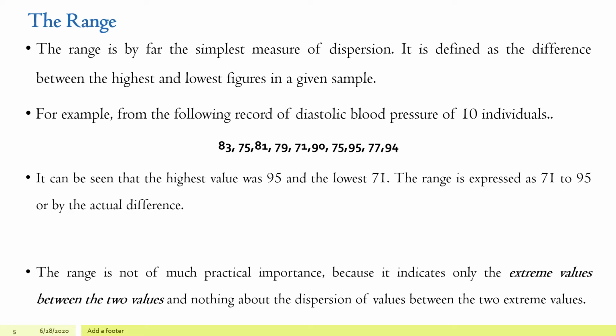For example, from the following record of diastolic blood pressure of 10 individuals, 83, 75, 81, 79, 71, 90, 75, 95, 77, 94, it is seen that the highest value was 95 and the lowest is 71. So the range is expressed as 71 to 95 or by the actual difference. The range is not of much practical importance because it indicates only the extreme values and nothing about the dispersion of values between the two extreme values.